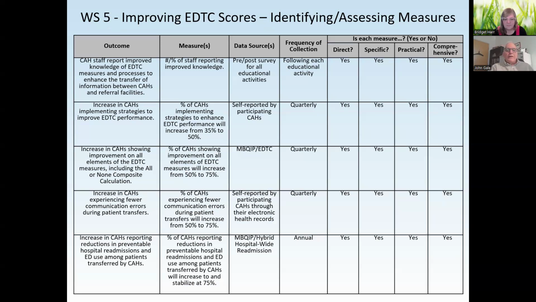And then let's look at identifying and assessing the measures. Are these the right ones? Now, we walked through and identified some of these. Are they direct? Are they specific? Are they practical and comprehensive? And do you have a data source that can be used to collect them?